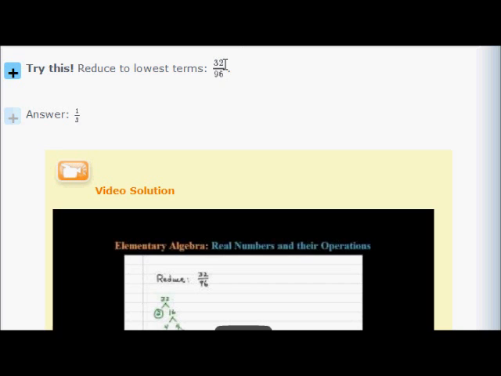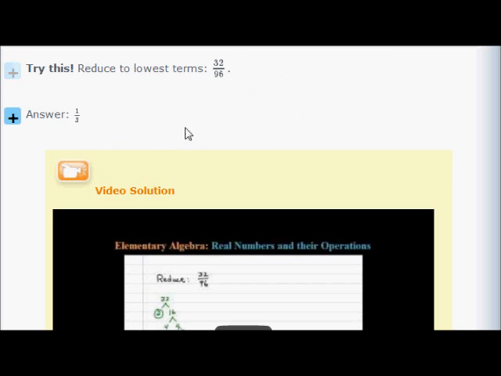The GCF is 32. The other way to get to the answer would be to divide the numerator by the GCF, and that's 32 divided by 32, which is 1. And then you divide the denominator by the GCF, 96 divided by 32, which is 3, as it turns out. 3 times 32 is 96, so 96 divided by 32 is 3. So that's another way to get to 1 over 3, 1/3. And you can watch the video if you want.